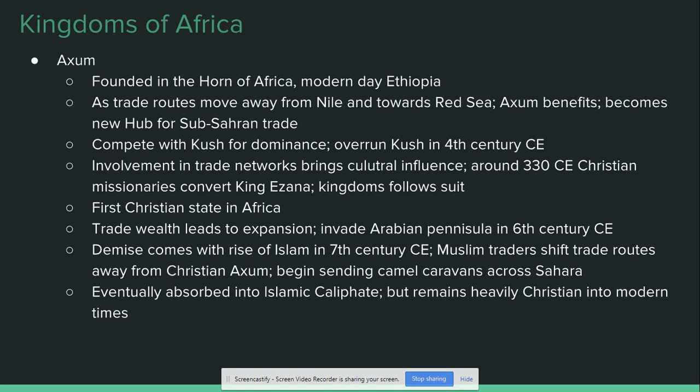Now, that Indian Ocean and Red Sea trade, again, just like it did for Kush in earlier centuries, strengthens Axum, leads to expansion. The kingdom of Axum invades the Arabian Peninsula in the 6th century. We already talked about in the 4th century how they overrun Kush, become the dominant power in the area. However, this dominance does not last forever. In fact, it lasts maybe only about another 150 years or so.